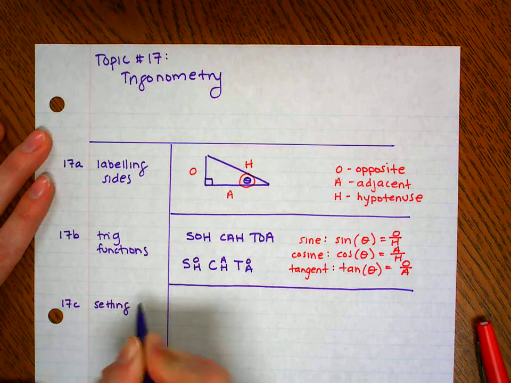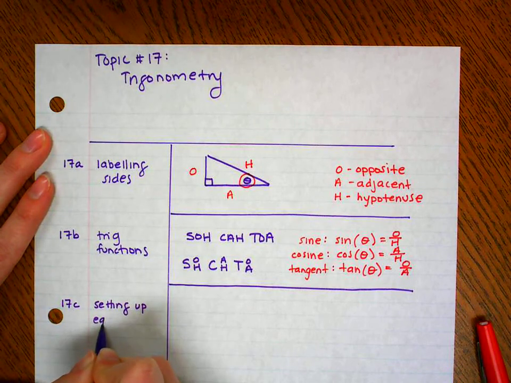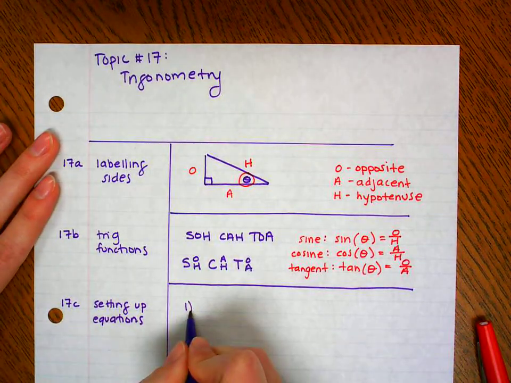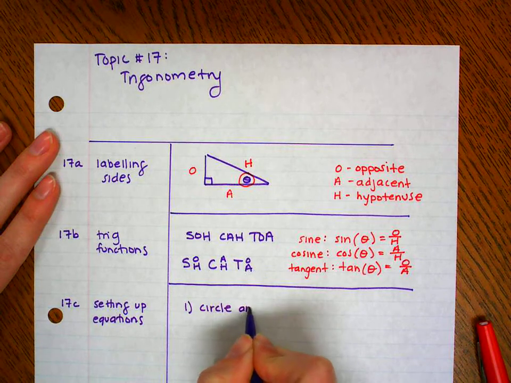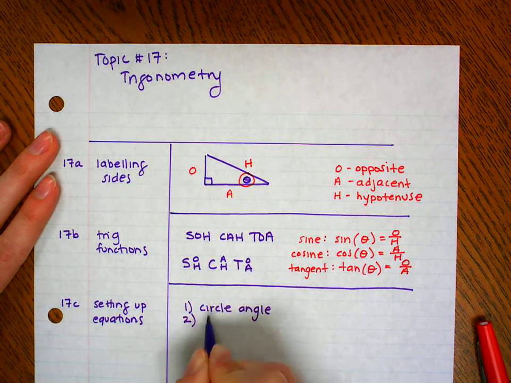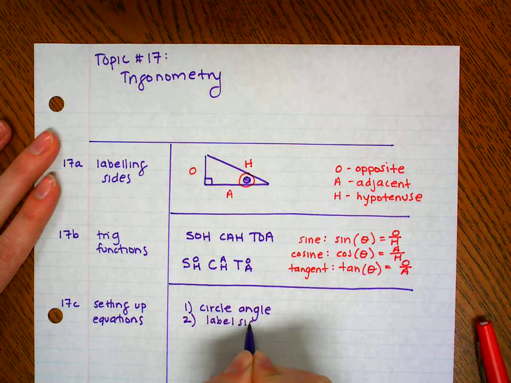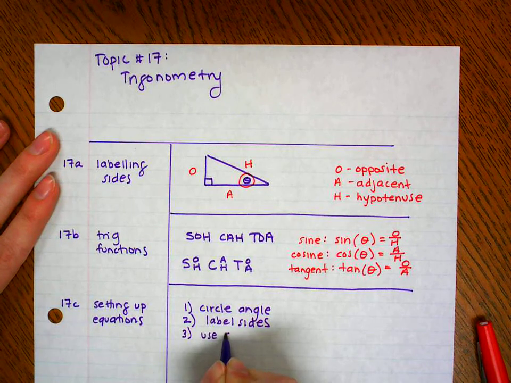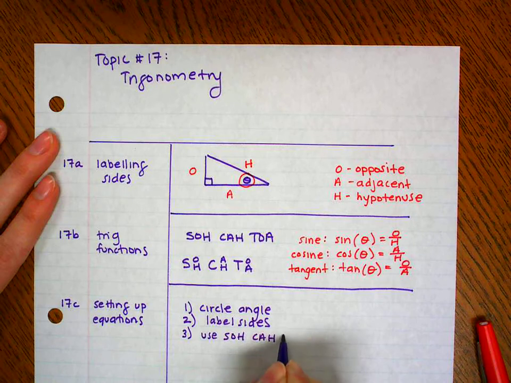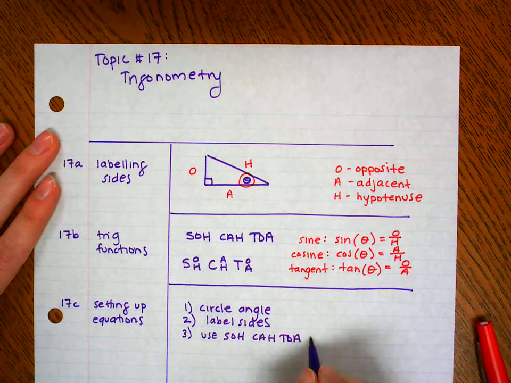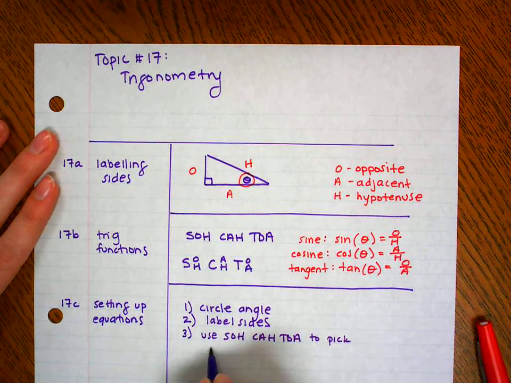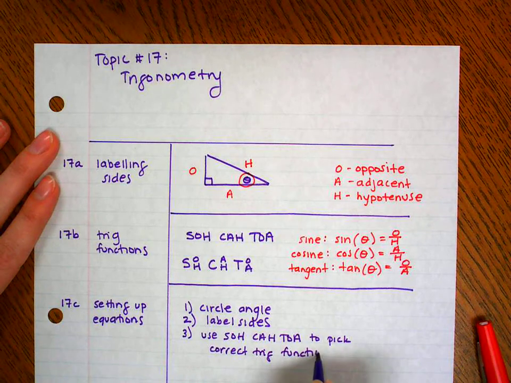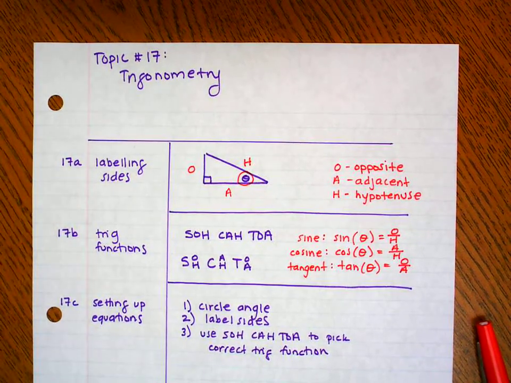So the next thing we did is we learned how to set up equations. So setting up equations. We have three steps. We always start by circling the angle. Then we label the sides. And then we use SOHCAHTOA to pick the correct trig function. And that's how you set up your equation. Okay, and that's what we did last class. So this is kind of a review up till this point.